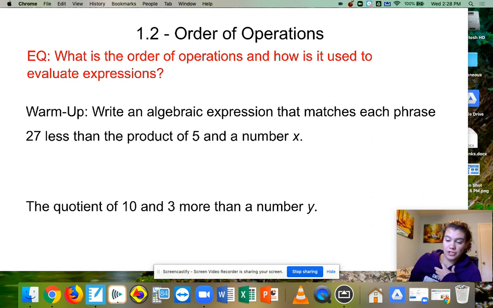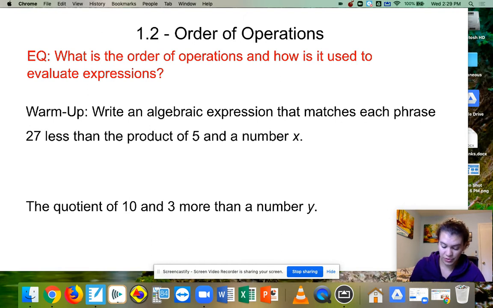Today we're doing order of operations. So this is the order of how you need to evaluate expressions. So for example, you do multiplication before you do subtraction, that kind of stuff. So to warm up, pause the video and write these two expressions into a mathematical or an algebraic expression.